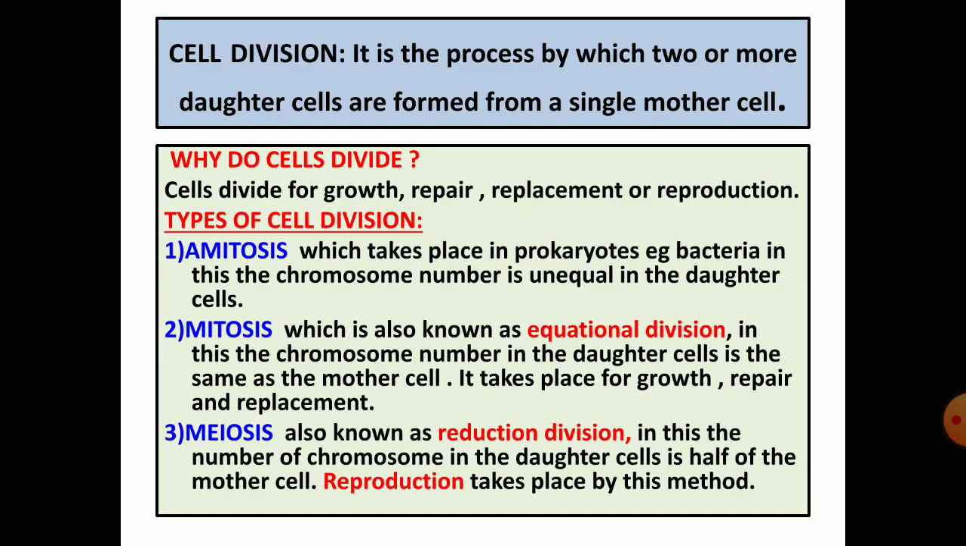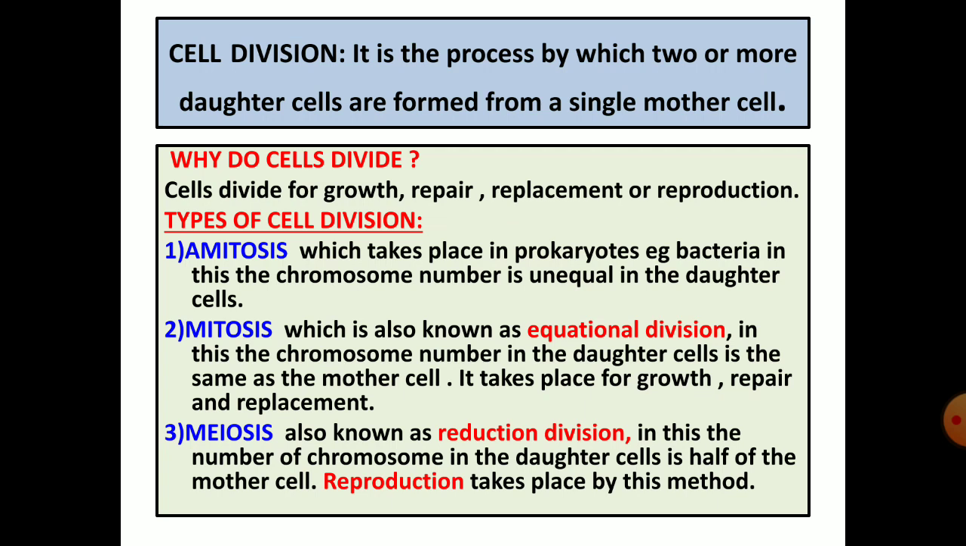With this in our mind, let us see what is cell division. Cell division is a process by which two or more daughter cells are formed from a single mother cell. Question arises, why do cells divide? Cells divide for growth. That is, when a cell fertilizes and becomes a zygote, then it grows to become a fetus and then a young child and an adult later on.